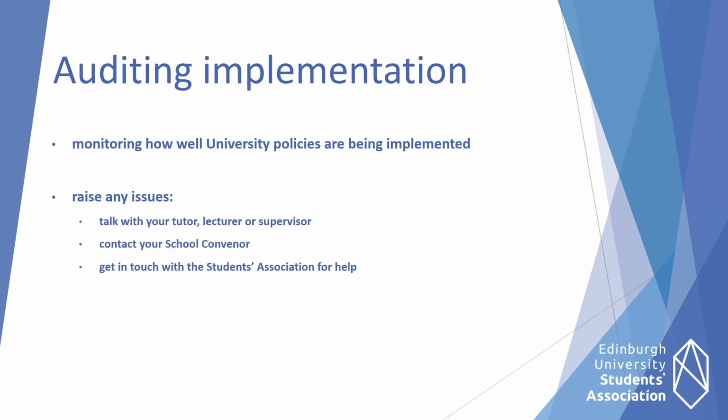As well as collecting feedback from students, you are also responsible for auditing how well university policies are being implemented at the local level in your courses or programme. For example, the university's Mainstreaming Learning Adjustments policy outlines actions that academic staff should take to ensure courses and programmes are accessible to all students, including wearing a microphone in lecture theatres, ensuring PowerPoint slides are online 24 hours before any class, and permitting students to record lectures or supervision meetings on their own devices. If this is not happening, you may want to discuss it with your tutor, lecturer or supervisor, contact your school convener, or get in touch with the Students' Association.